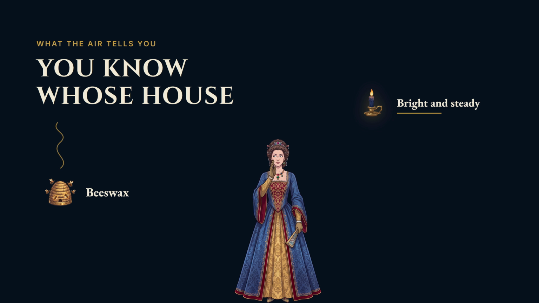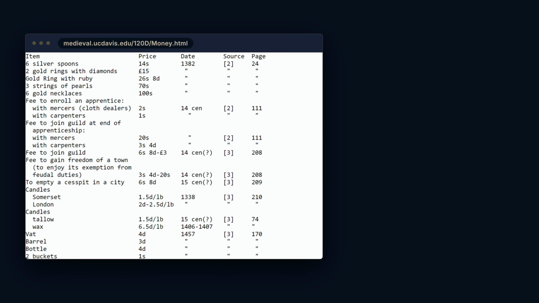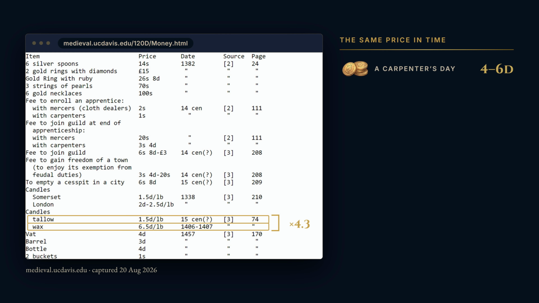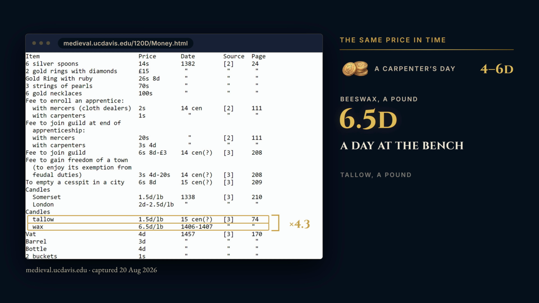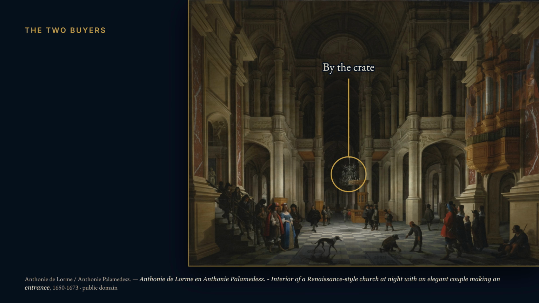Beeswax burns bright and steady without filling the room with the smell of a rendering shed. It also ran more than 4 times the price of the alternative, 6.5 pence a pound against 1.5. A skilled carpenter earned 4 to 6 pence a day, so a pound of beeswax cost him a day at the bench and a pound of tallow a couple of hours, which is why the church bought it by the crate, and most households only for occasions that mattered.